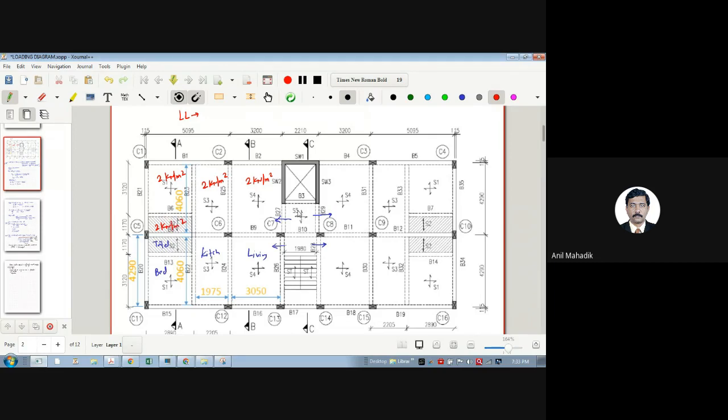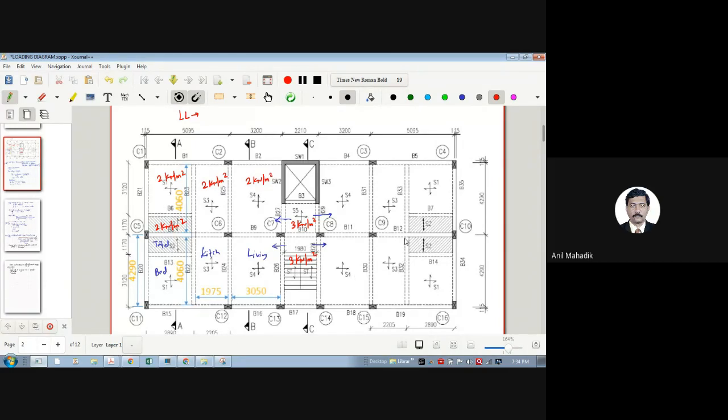Now this is your passage S5. What is the passage live load there? 3 kilonewton per meter square. And in staircase, same. So similarly, you can write in all plans.